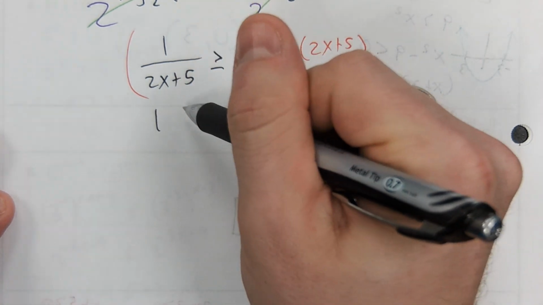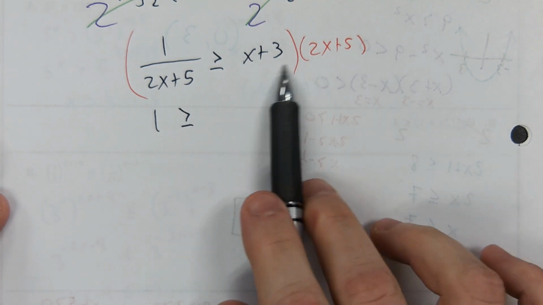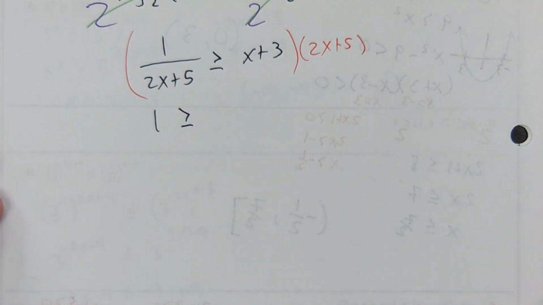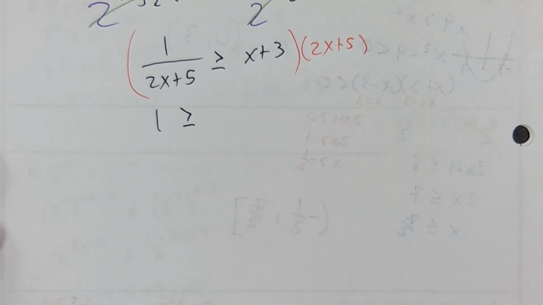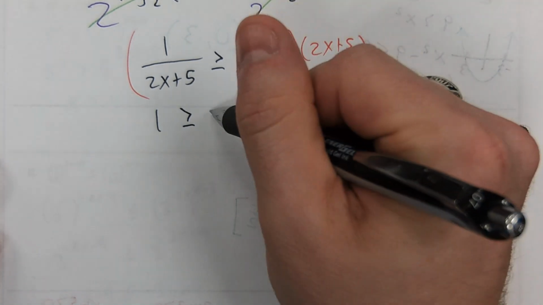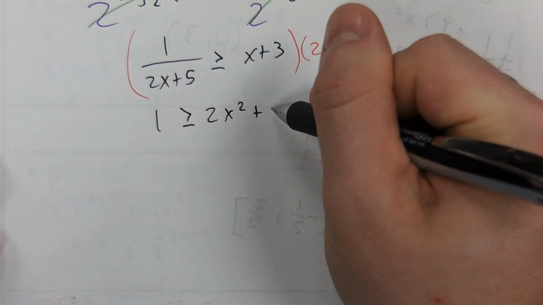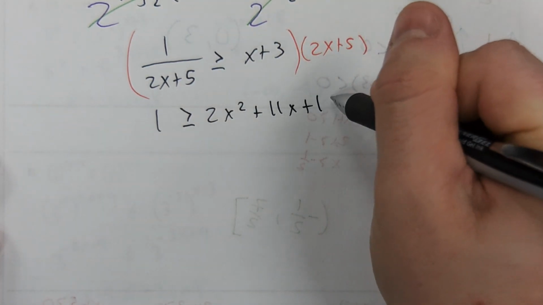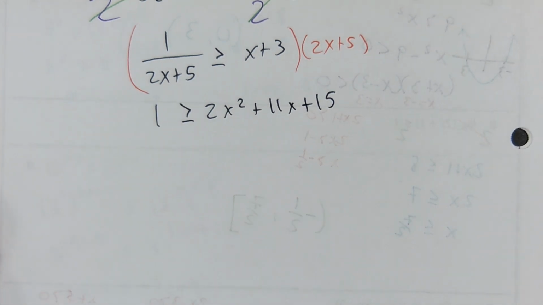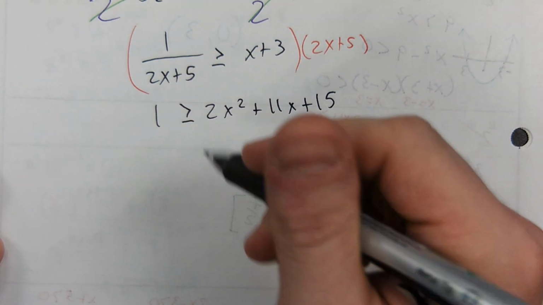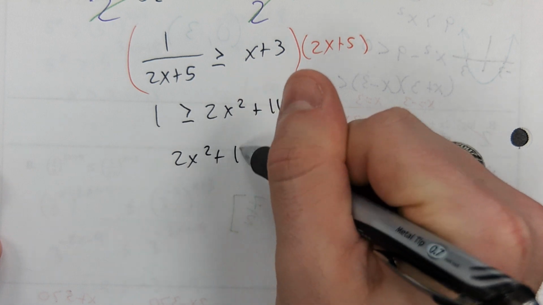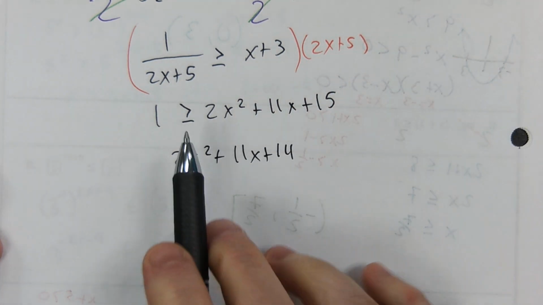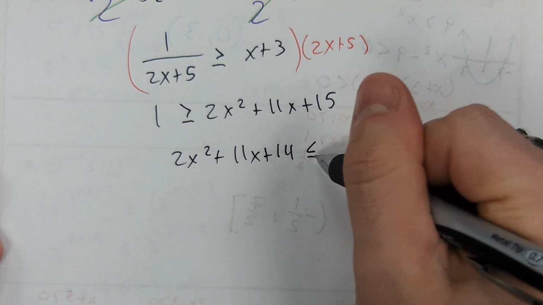That gets me 1 is greater than or equal to, and here you're going to have to FOIL. Since this is an AP classroom, you all know how to FOIL. It's going to get you to 2x squared plus 11x plus 15. Hey, look, a quadratic inequality. Yay! Subtract 1 from both sides. You get 2x squared plus 11x plus 14, and the inequality symbol points at it, so that is less than or equal to 0.